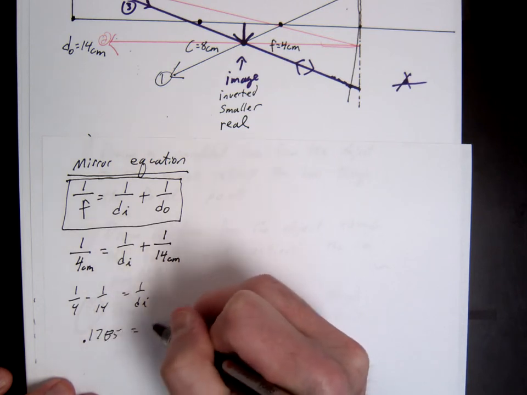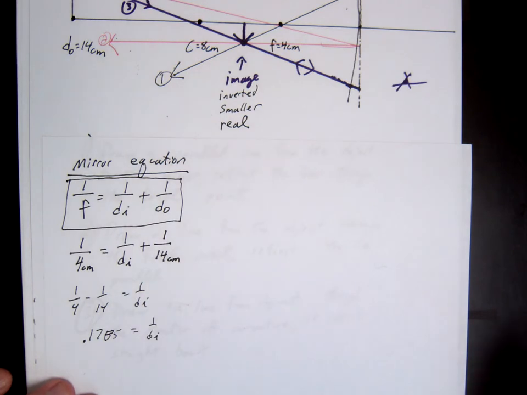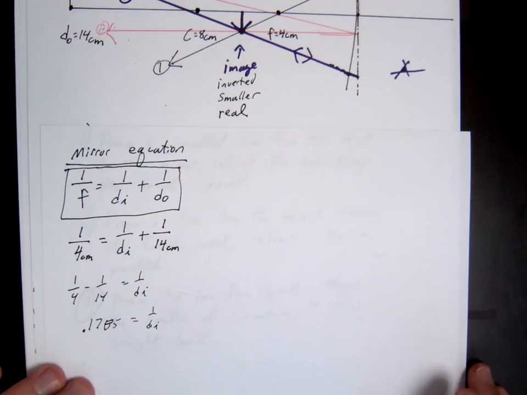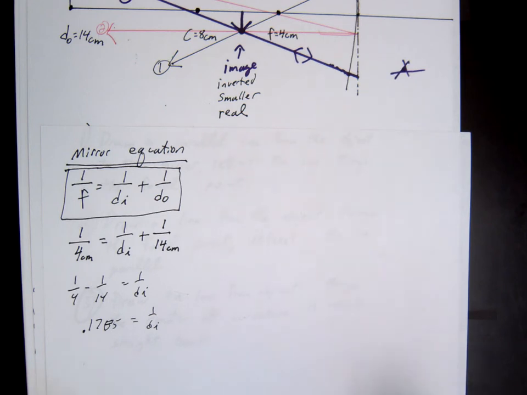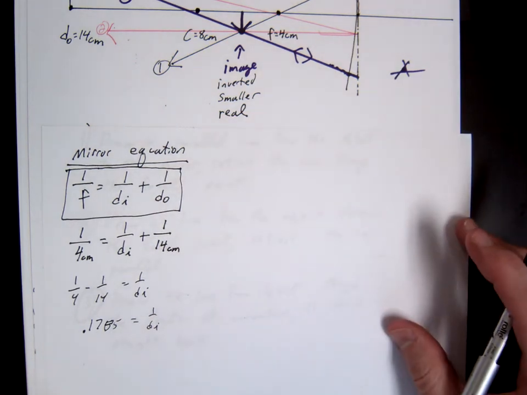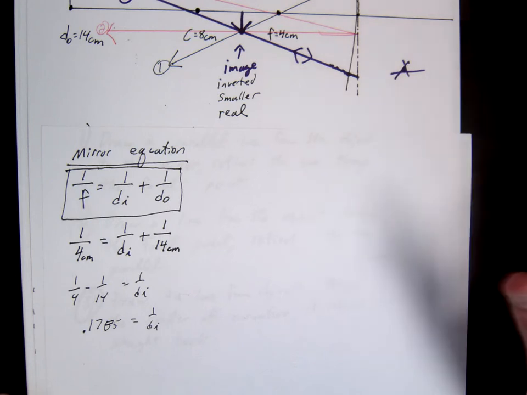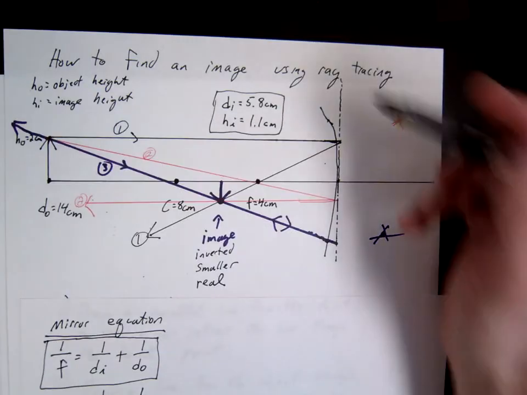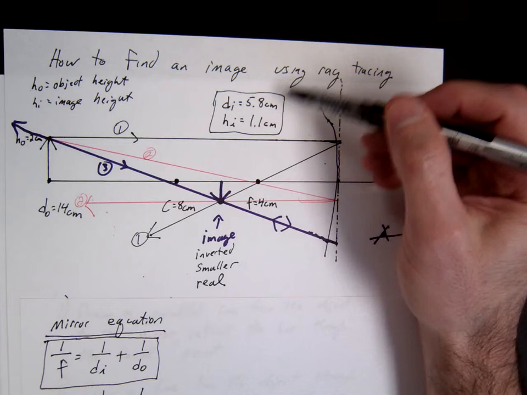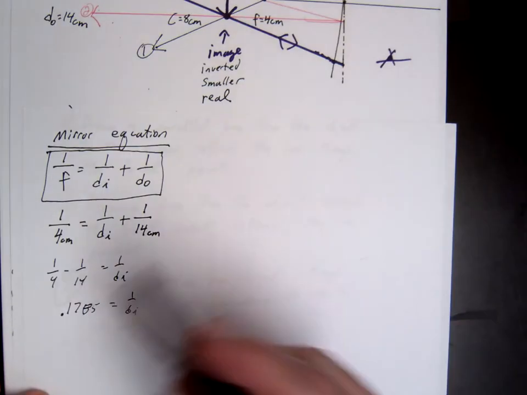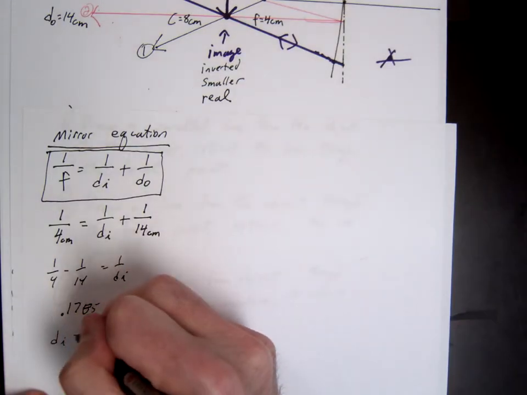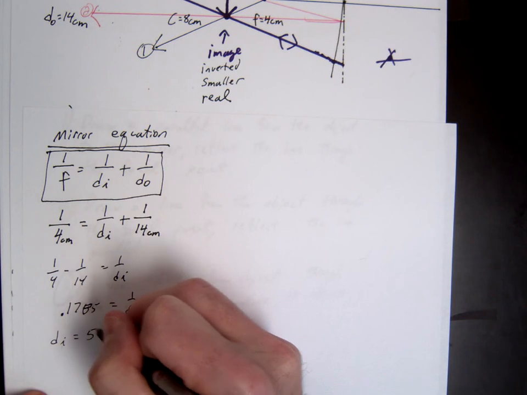1 over di, but that's not the answer, so be careful, don't stop there. What do you have to do now? Reciprocate it. And one of the nice things about this unit is you kind of already know what you should be getting. So we know we should be getting around 5.8. What are we getting? 5 point what? 6? 6-0?